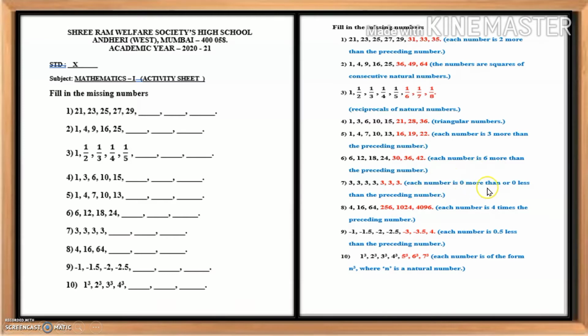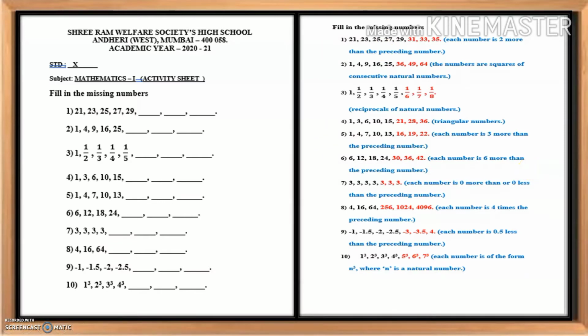Seventh, each number is 0 more or 0 less than the preceding number. And the eighth one, each number is 4 times the preceding number. 4 times means you have to multiply by 4. Ninth question, each number is 0.5 less than the preceding number. And the 10th question, each number is of the form n raised to 3, or n cube, where n is a natural number. That means all these numbers are following a particular pattern or rule.